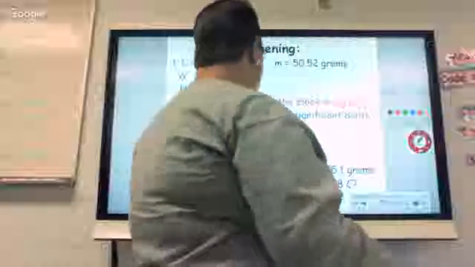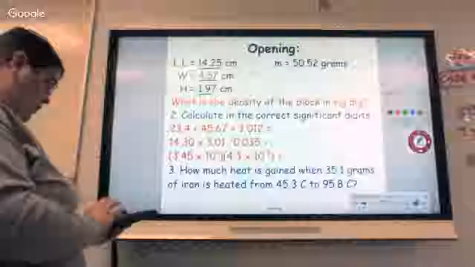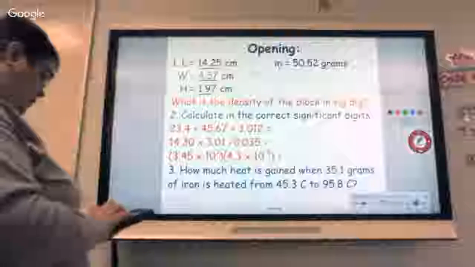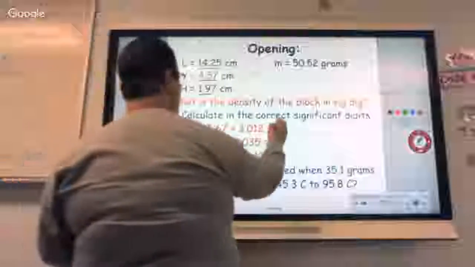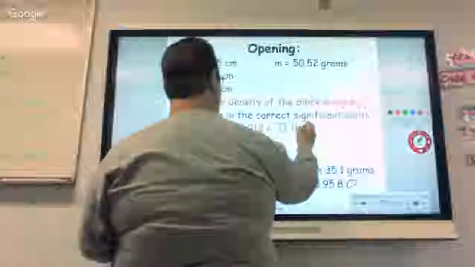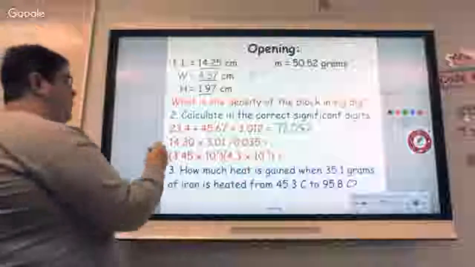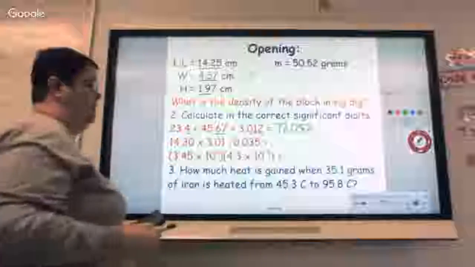All right. Question 2, because this is what your quiz is on. 23.4 plus 45.67 plus 3.012. I have 72.082. Everybody get that? So I added it up right. So when I add, how many places behind the decimal here? 2 and 3.